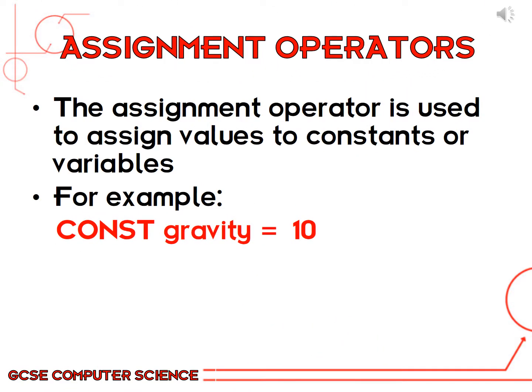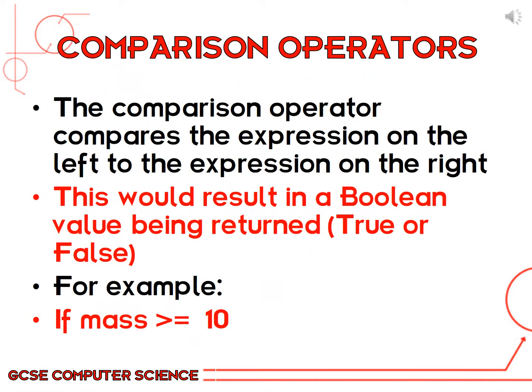An assignment operator is one equals sign. It's used to assign a value to a constant or a variable. For example, const gravity equals 10. This is assigning to the left, so 10 is assigned to the left, to gravity.